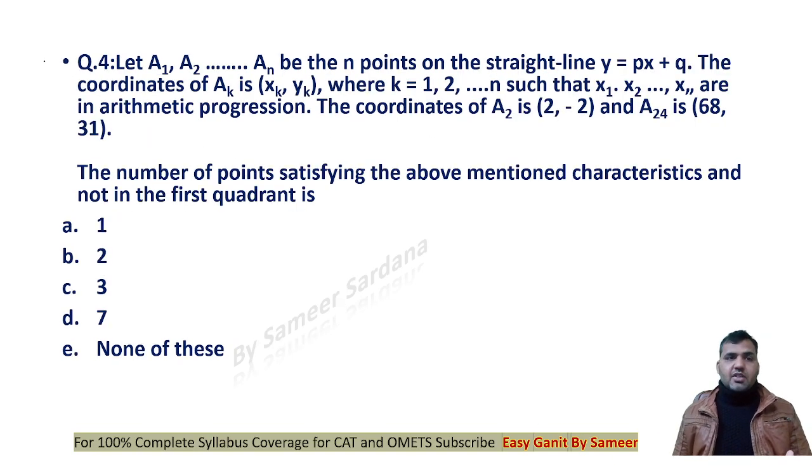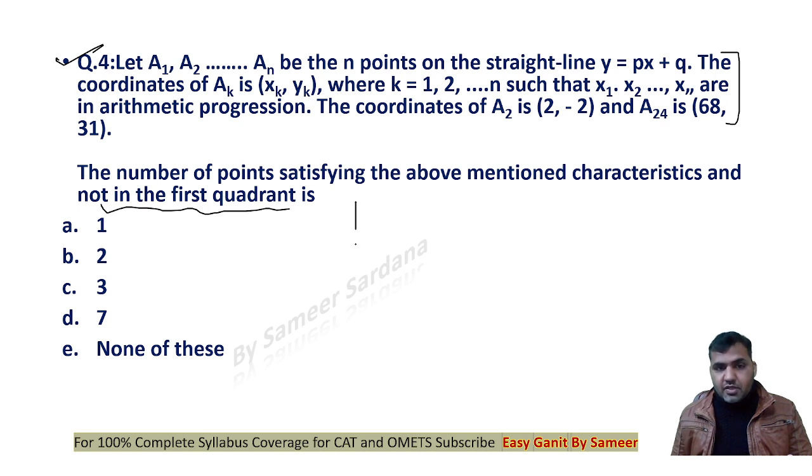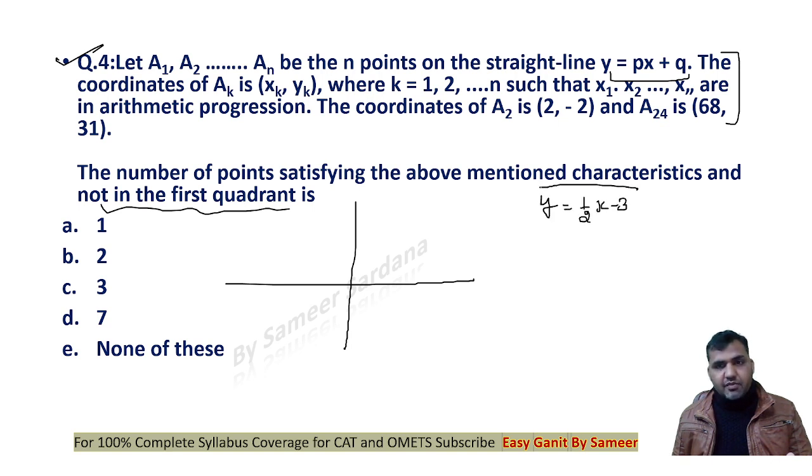Now in the next question we are supposed to find out the number of points satisfying the above mentioned characteristics. This is the same question, but you're supposed to find out all those points which satisfy the above mentioned characteristic, but not in the first quadrant. So guys, we already know that the line at which all of these points lie is y is equal to half of x minus 3, as for the previous question. You can look at the previous question.